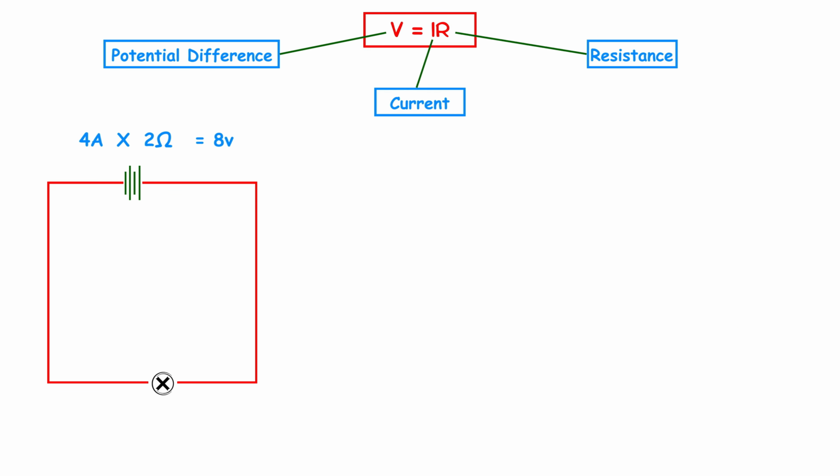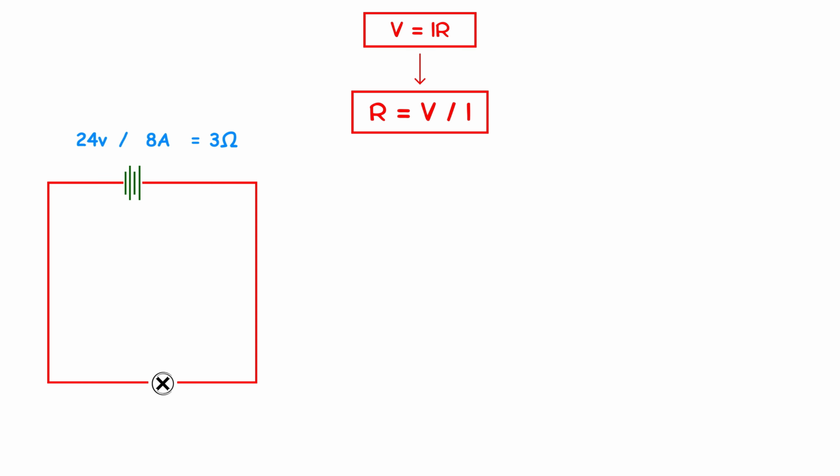So if we had a circuit with a current of 4 amps and a resistance of 2 ohms, then the voltage of our cell must be 4 times 2, so 8 volts. Or for another example, if we had a 24-volt battery which was producing a current of 8 amps, then to find the resistance we'd have to rearrange our equation to R equals V over I, and then do 24 divided by 8 to give 3 ohms.